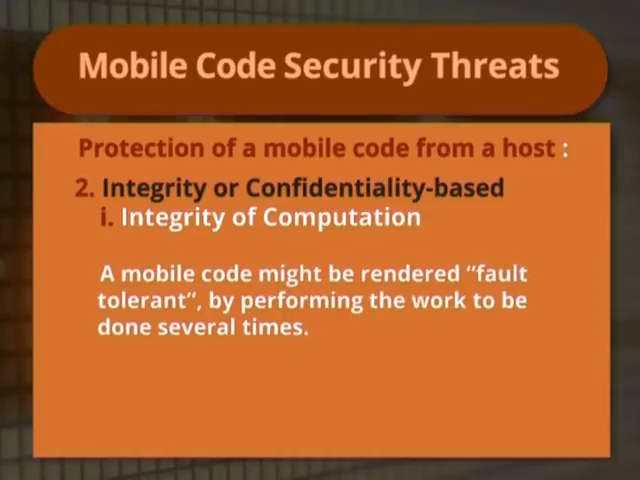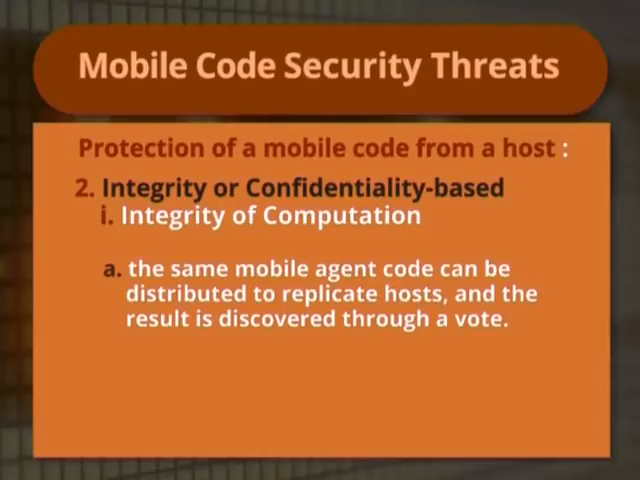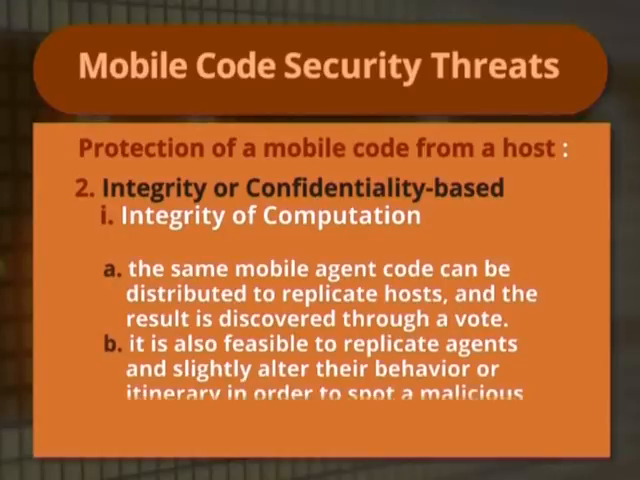A mobile code might be rendered fault tolerant by performing the work to be done several times. This applies in the case of mobile agents. The same mobile agent code can be distributed to replicate hosts, and the result is discovered through a vote. Alternately, and more convincingly, it is also feasible to replicate agents and slightly alter their behavior or itinerary in order to support a malicious host.